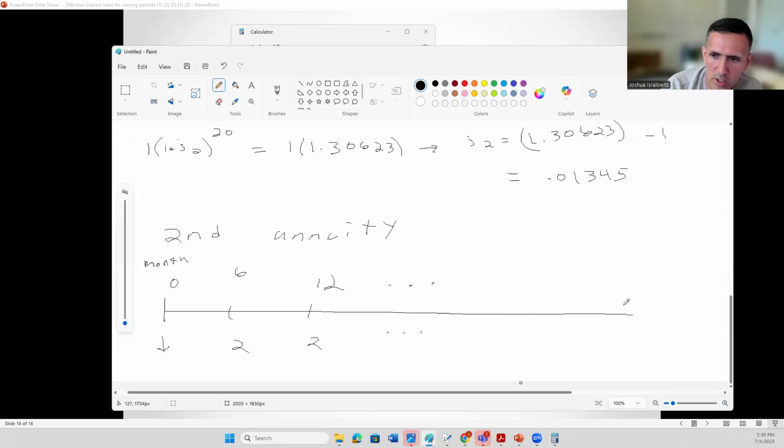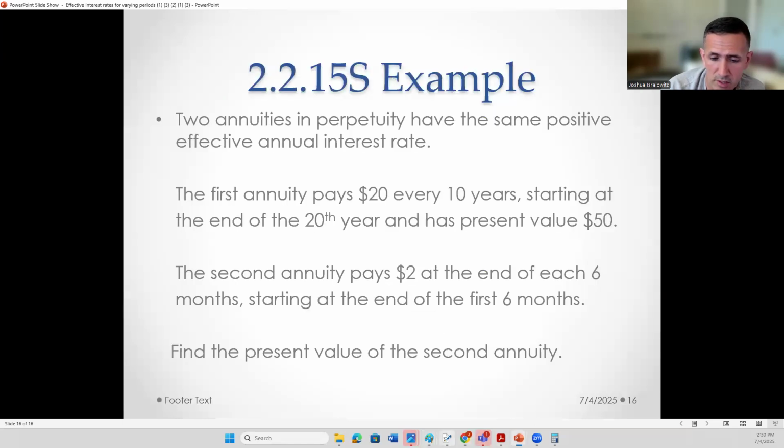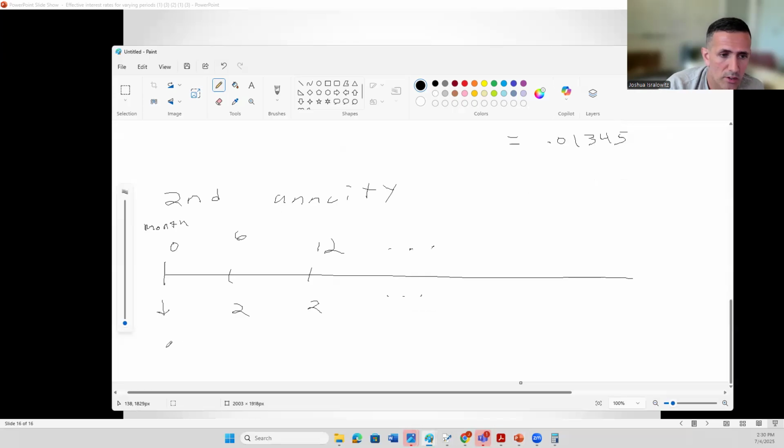Now this is just plug and chug, literally plug and chug, and we're done. It's $2 every 6 months, starting at the end of the first 6 months. So it's 2 a-angle-infinity at j2, which is 2 over 0.01345. So apologize for all the noises, 4th of July. That gives 148.7.